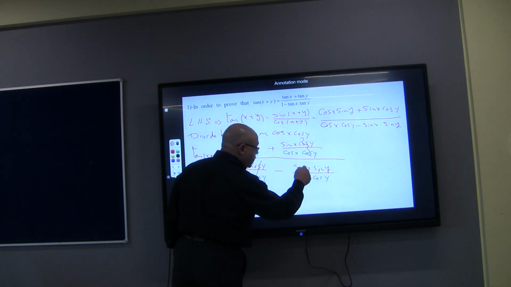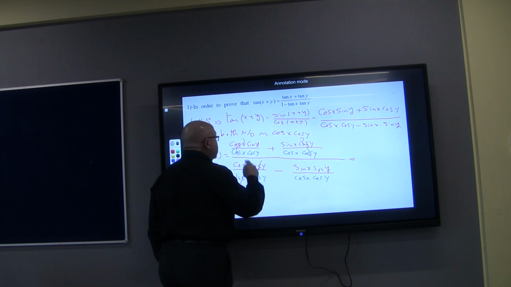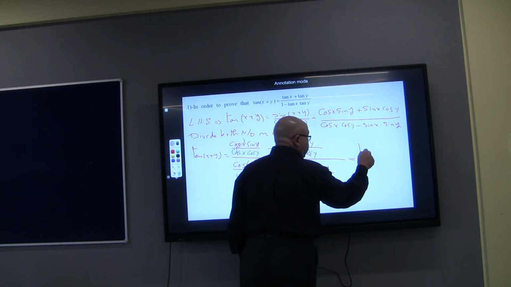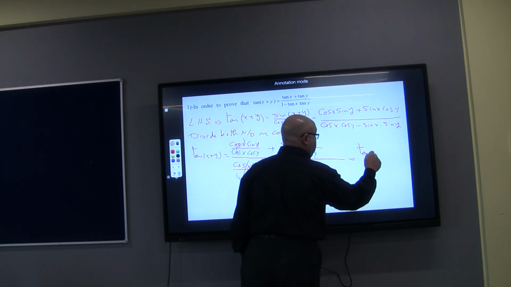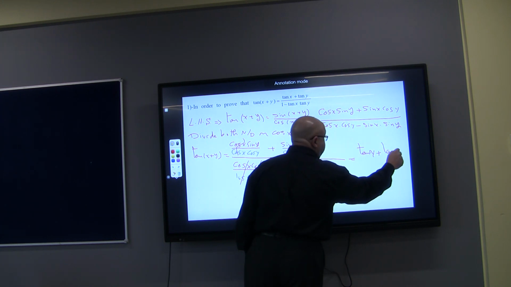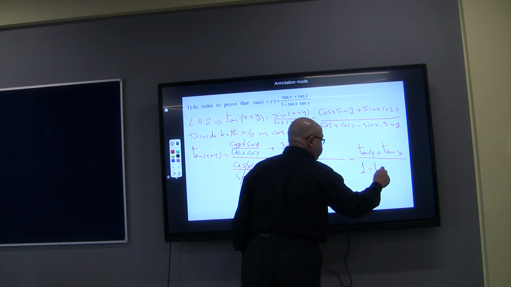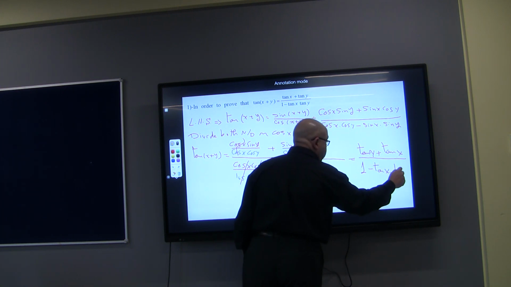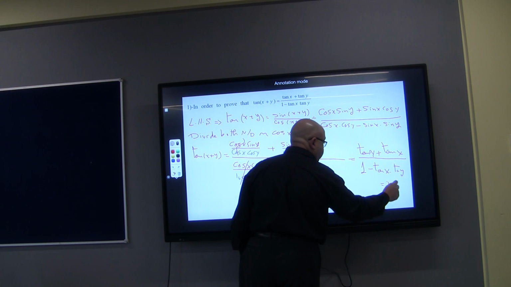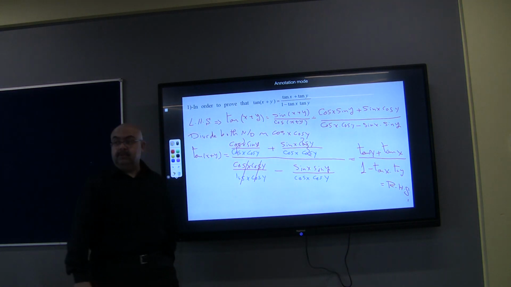The other one, sine x over cosine x, is already tan. Plus, you are done. Voila. The first of them is going to be tan y plus the other part is going to be tan x, then divided by 1 minus tan x times tan y, which equals the right hand side. So the identity is proved.